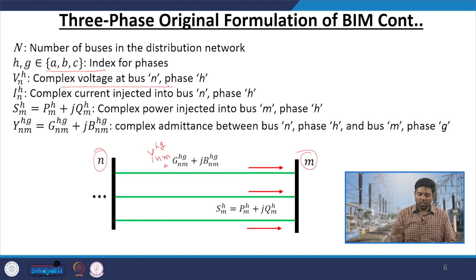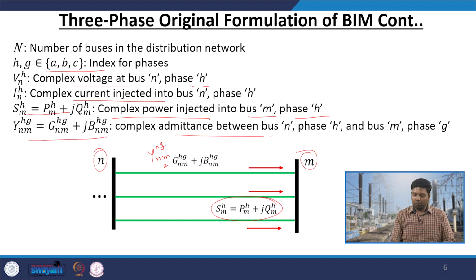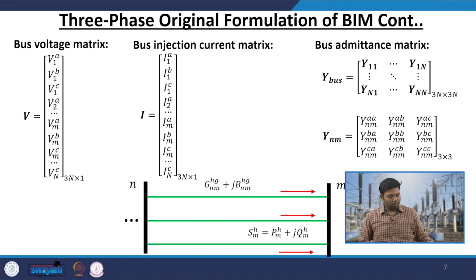V_n^h represents your bus voltage for bus n and phase h. Current injection is represented by I_n^h. Your power injection at bus m and phase h is represented by S_m^h. And this is your complex admittance between bus n and bus m, taking the phases h and g. Okay. So, with this nomenclature we will start the development.